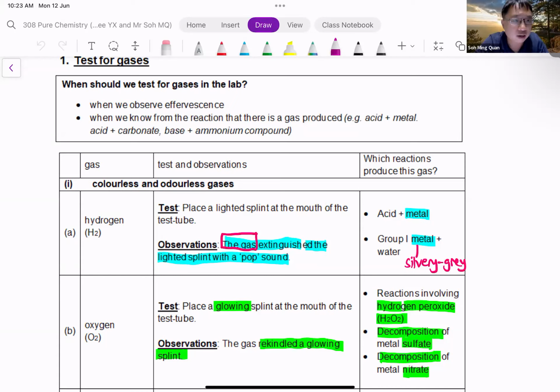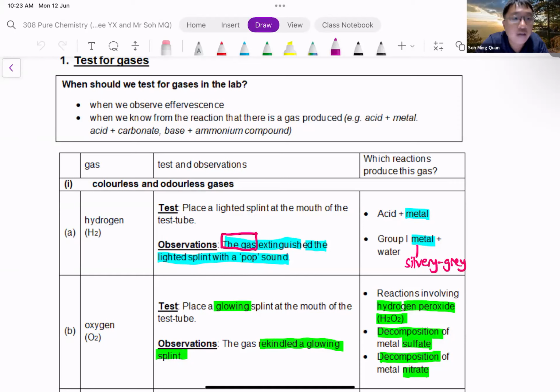How do you know that it's a metal? Well, metals have specific colors. Metals are silvery gray solids. So if you were asked to add a silvery gray solid to an acid, this tells you that you must prepare the lighted splint before you add the metal in. I've seen many students who only start preparing a lighted splint after the metal has been added in. The hydrogen gas would have escaped by then. That's why you don't get any results.